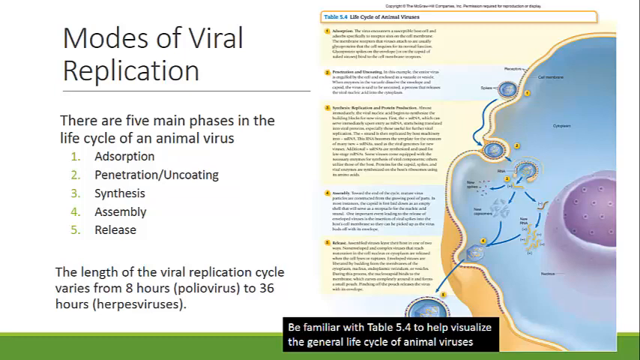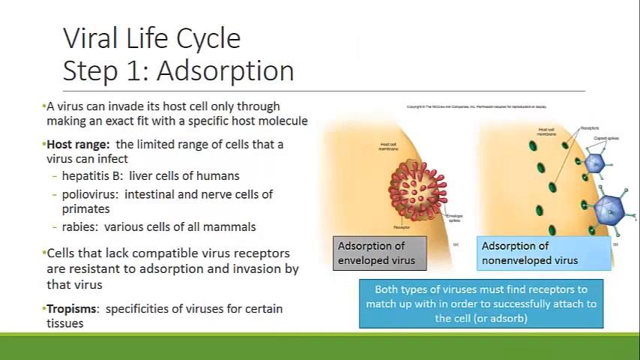Now, the time it takes for these 5 phases to happen varies depending on the virus, and it can be anywhere from 8 hours to 36 hours, again, depending on the virus. So table 5.4 is a nice visual accompanied by some great written descriptions of how this general life cycle works. So let's break each of those steps down into more detail.